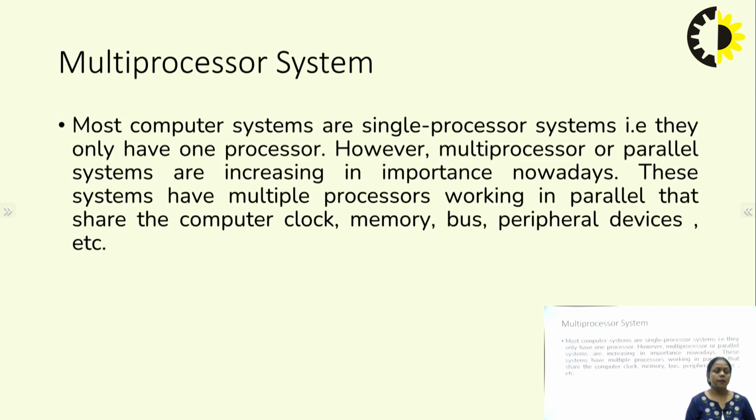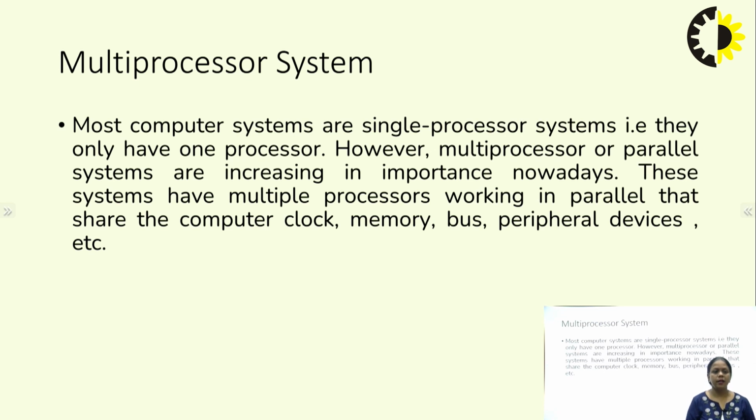Next is multiprocessor system. Mostly we have single processor systems, and we talk about the single processor system, but there is a possibility for multiprocessor systems also. Most computer systems are single processor systems and they only have one processor. However, multiprocessor and parallel systems are increasing in importance nowadays.